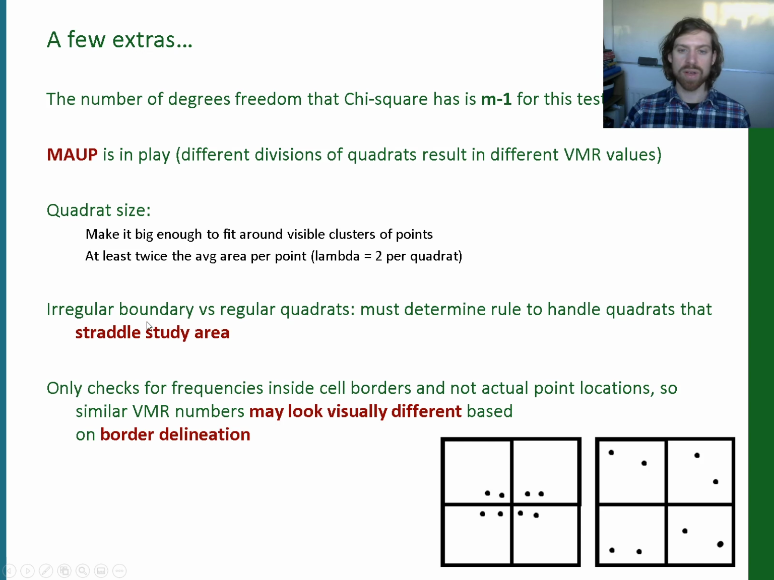You could have regular boundaries versus regular quadrats, and you need to determine this based on the kind of process that you're studying. So as with all of these processes, it comes down to the analyst making a judgment call as to what they think is sensible based on the process that they're trying to understand.